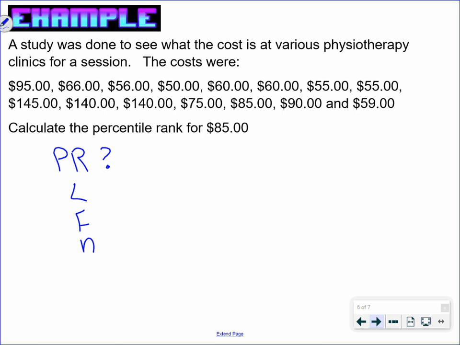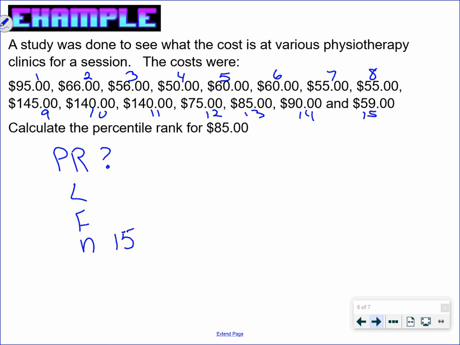Now each of our data points is a price of how much the physiotherapy clinics cost for a session. So we don't want to add up the dollar amounts. You need to keep in mind that these are just data points. We have the first data point, second, third, fourth, and so on. There are 15 data points here. So N is going to be 15. How many prices are we actually looking at?